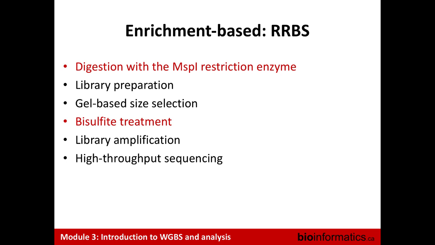Another one that has been quite popular for a number of years is RRBS. This starts with a digestion by the MspI restriction enzyme, which cuts CpG-rich regions. So this also enriches, in a semi-unbiased manner, for CpG-rich regions, and then you follow with the bisulfite treatment, the library amplification, and the high-throughput sequencing. The fact that you're using not just random sonication but a restriction enzyme that targets these CpG-rich regions is a way of enriching for the sequences that you're interested in.